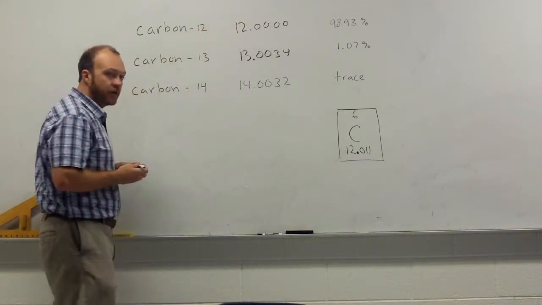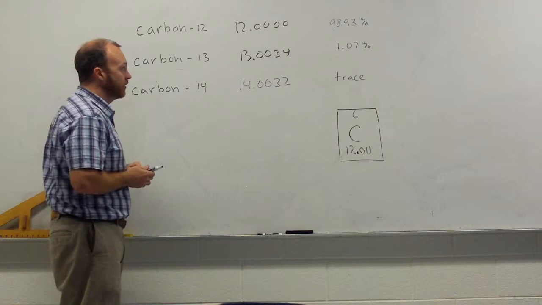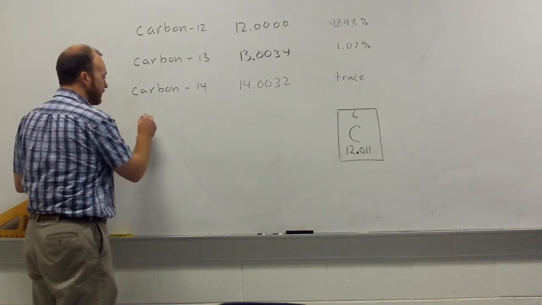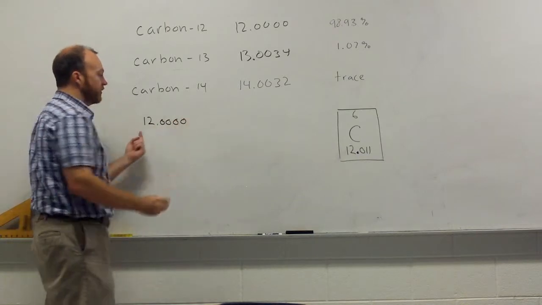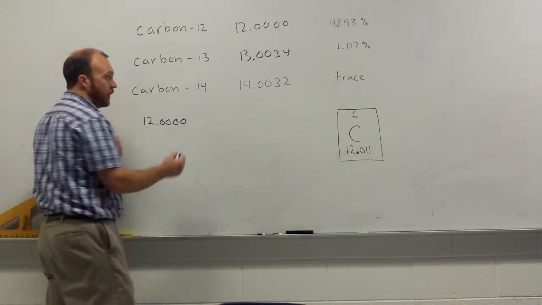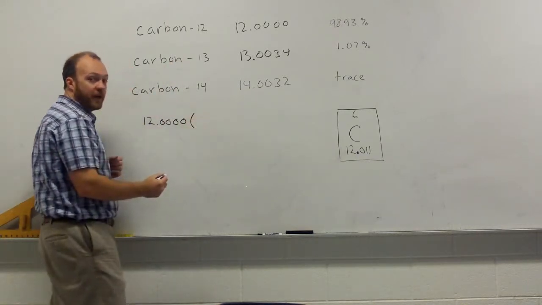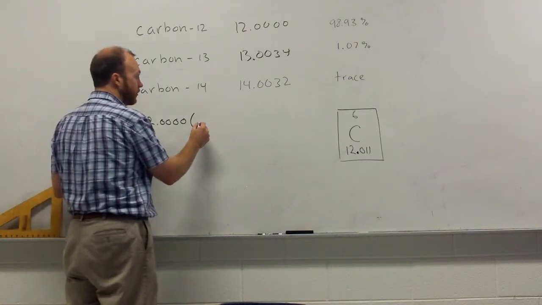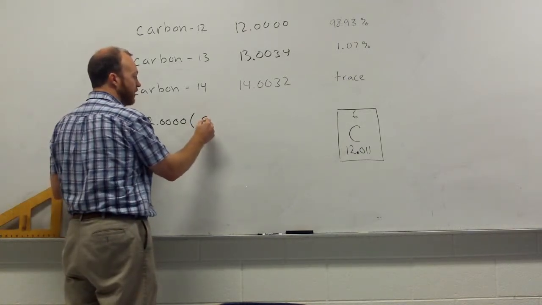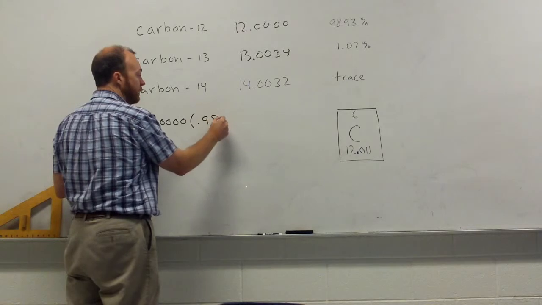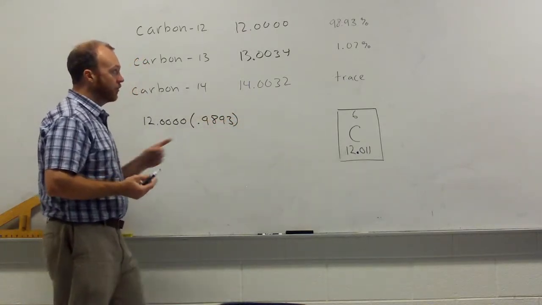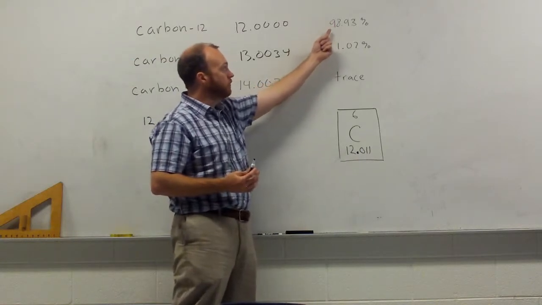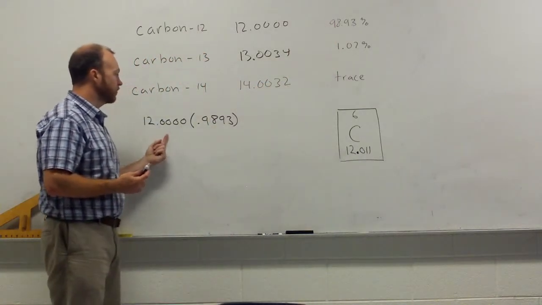Okay, so how are we going to find the average atomic mass? Well, we take the mass of the individual isotope, 12. It's really not necessary to write out these zeros, but I'll do so. And we multiply it by its natural atomic abundance, which is 98%. We change that to a decimal, 98.93%, 0.9893. So we just divided that by 100, move the decimal over twice.